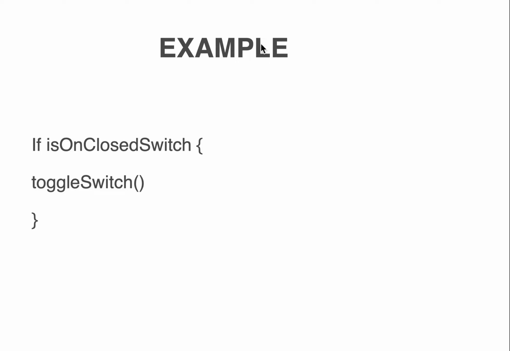Another example. In our Swift playground, you will see the command if is on closed switch. If my emoji, my character, is on a closed switch, yes, true, then toggle the switch. It means change the switch to the opposite direction. Make it off. I hope you understand. Now we will move on and do some Swift playground coding.